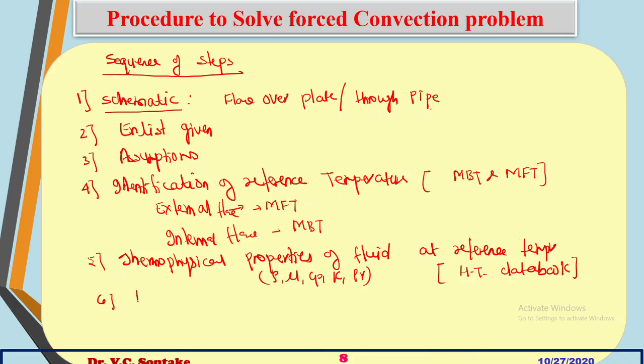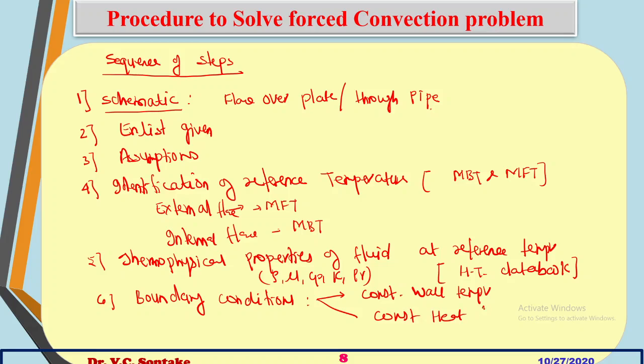Then step number 6, identify what boundary conditions are involved. Just now we have discussed there are two types of boundary condition, whether it is constant wall temperature boundary condition or constant heat flux boundary condition.